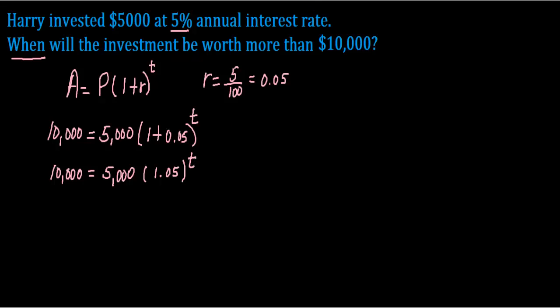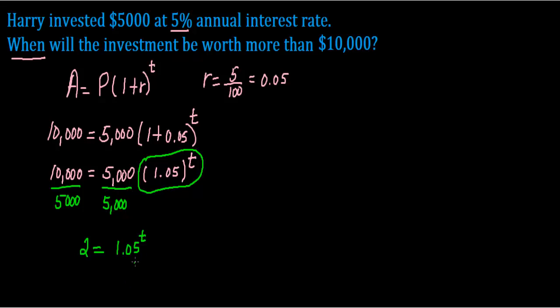Now notice that I'm trying to isolate T. T is the exponent of this base right here. So this is an exponential function right here. So I have to isolate this term. That means leave it alone so I can try and solve for T. To do that, I need to divide by 5,000 both sides. And when you do that, you have that 2 is equal to 1.05 to the T power.